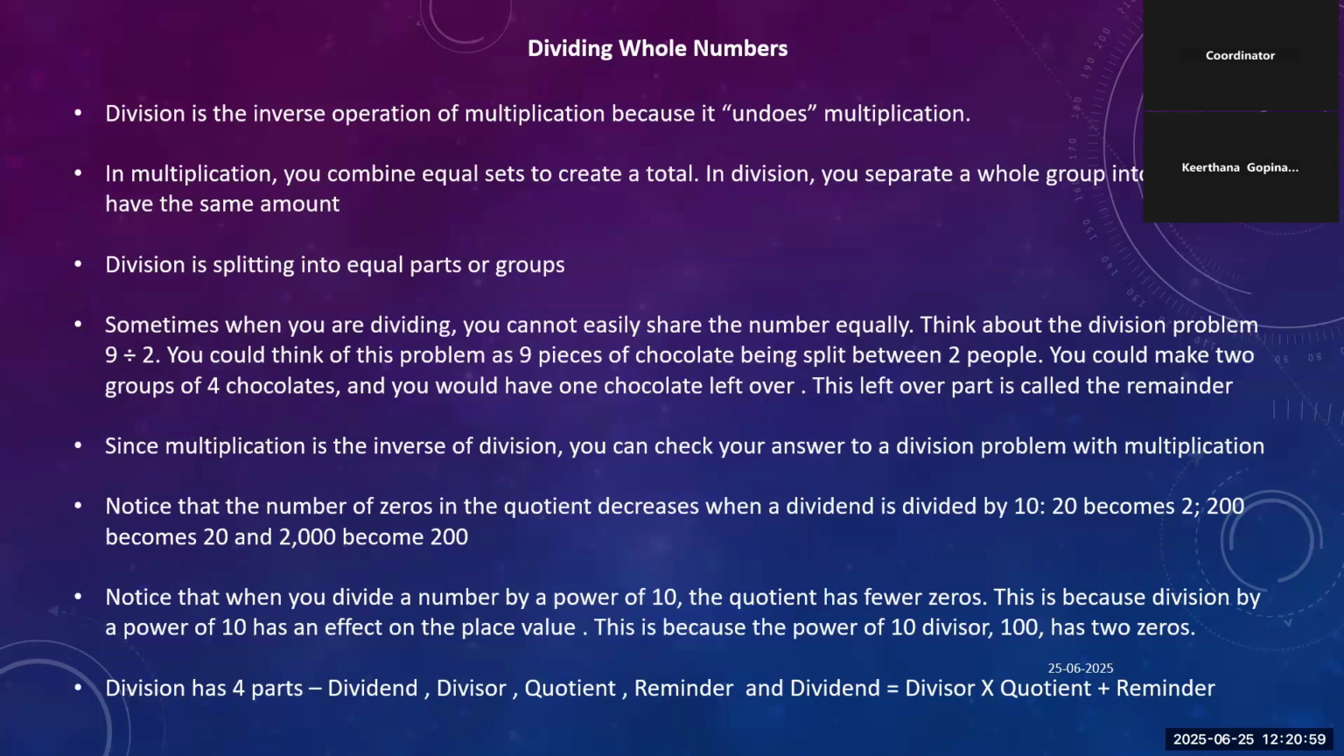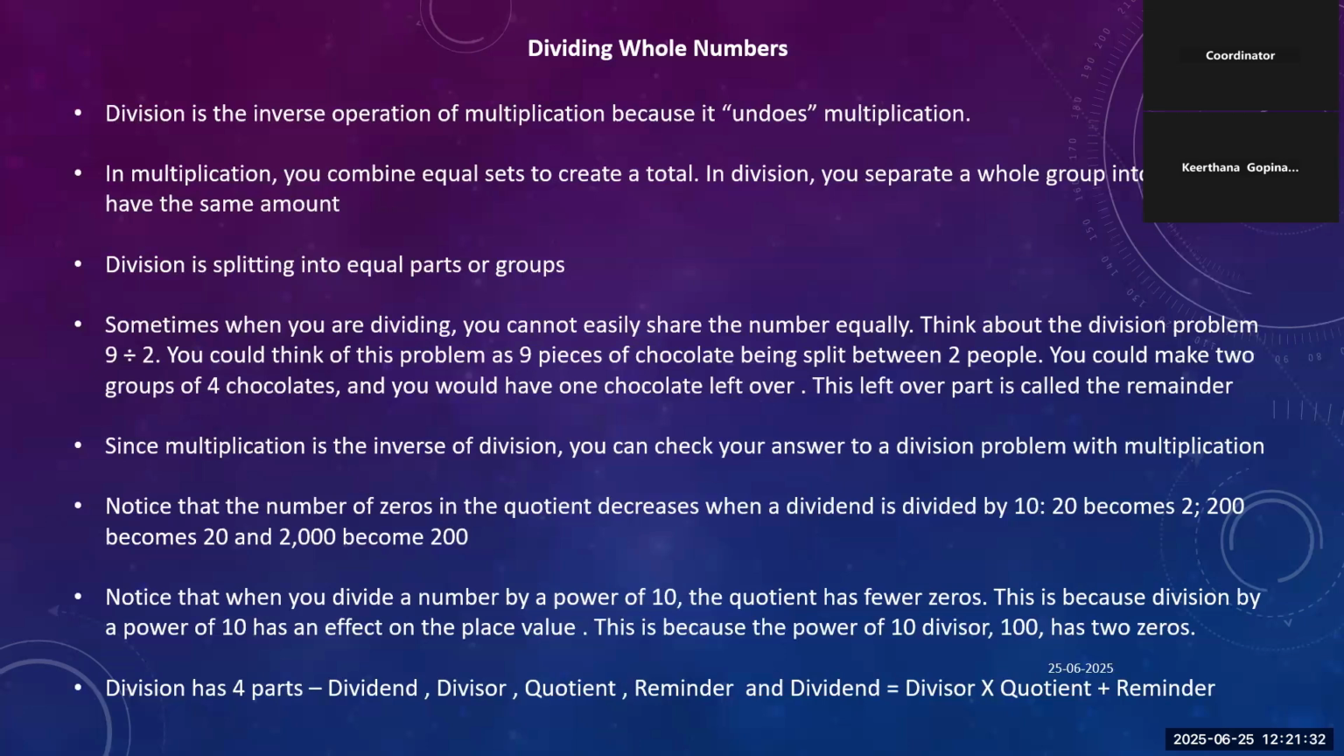Now another important concept is: dividend is equal to divisor into quotient plus remainder. You must always remember this. Dividend, which is the number which is being divided, is always equal to divisor into quotient plus remainder. Simple? Got it?